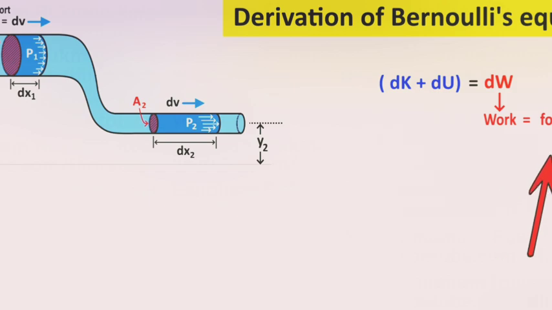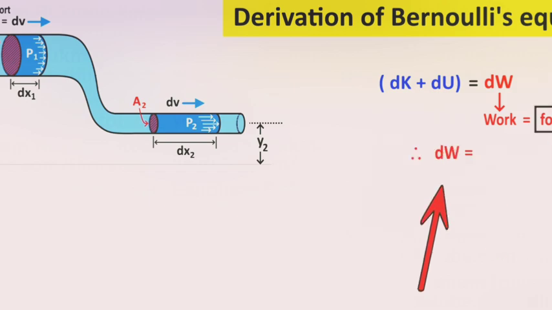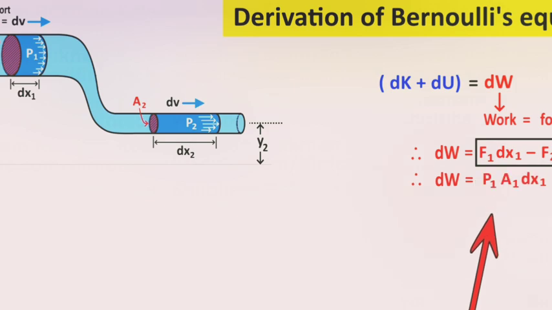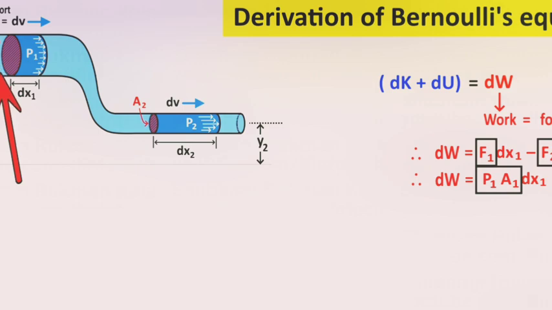Work can be found with the formula force times distance. Therefore, the work done on the fluid is given as dW equal to F1 dx1 minus F2 dx2, where force equals pressure times area. Here the water to the left of volume 1 will do positive work since it forces in the same direction as the motion of the fluid. Here the water to the right of volume 2 will do negative work on our system since it pushes in the opposite direction to the motion of the fluid. Therefore, dW equals P1 A1 dx1 minus P2 A2 dx2.